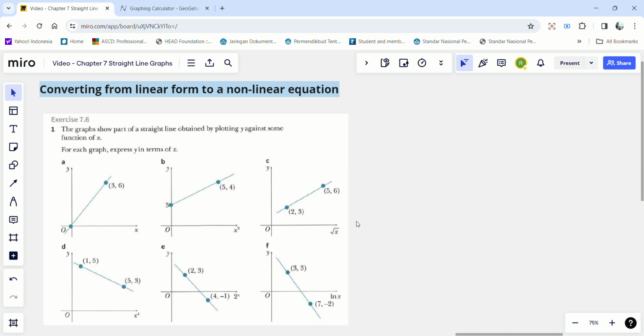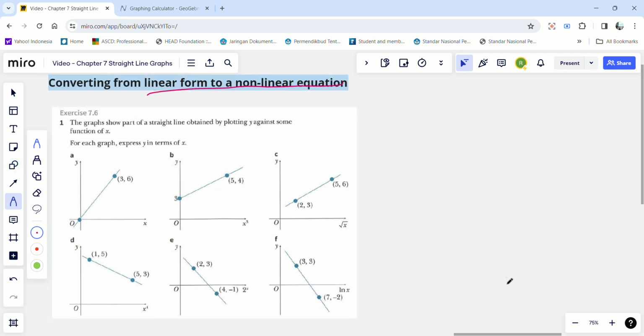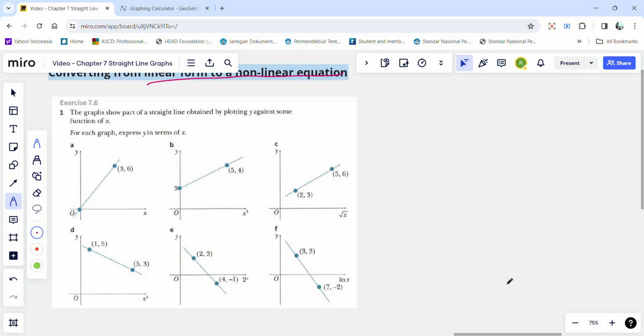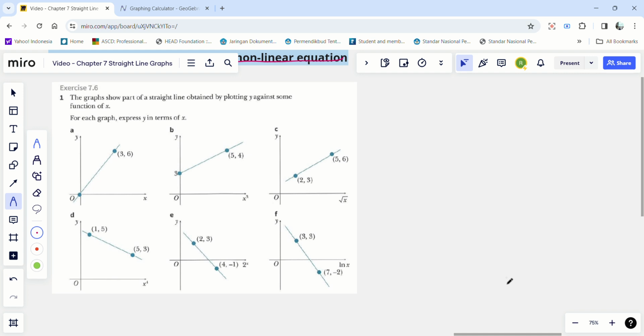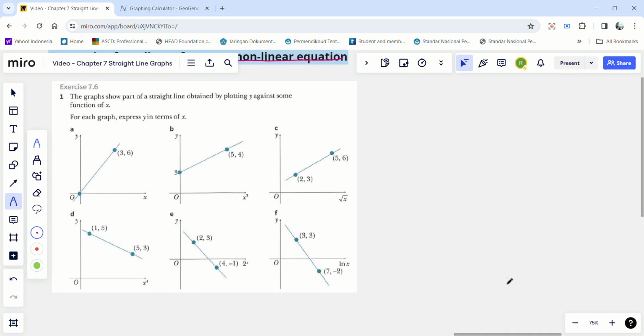So how do we do it the other way around? You're given a particular linear form, but then you need to convert it to a nonlinear equation. Sometimes it's the other way around. Sometimes we need to do this one first, but in some cases we need to do the conversion from a nonlinear to a linear form. It just depends on the situation, or depends on the problem. So it's easier to put it as a case study.